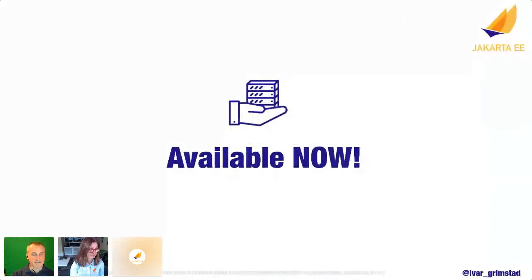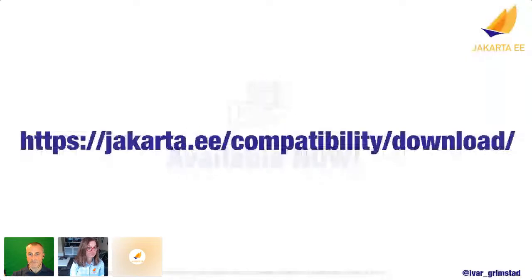And Jakarta EE 9 is available now. You can get it from our compatibility page. You can also get it from the vendors when they publish it. I think most of them have some sort of release candidate or alpha or beta version out there you can test. So you can go to each vendor and get their latest version or nightly builds. And when they are available as certified products, they will pop up on this compatibility page where you can download them for convenience.